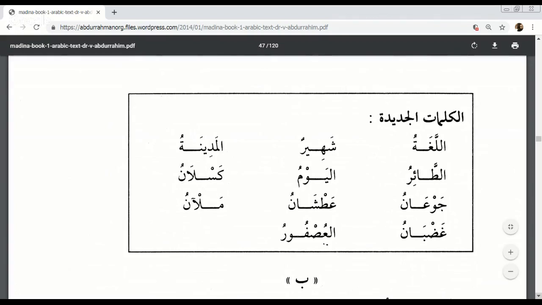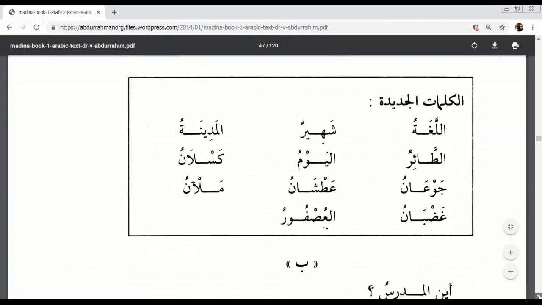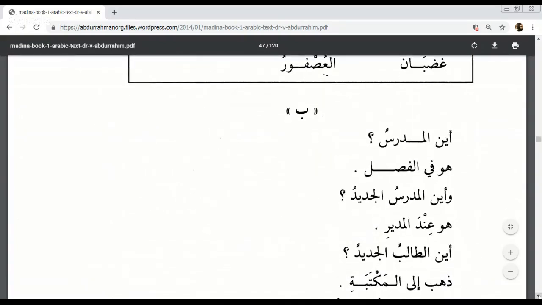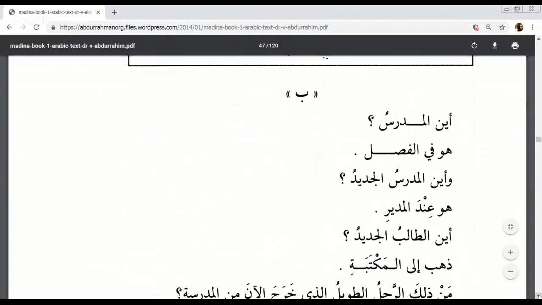Okay, which then brings us to part B of this lesson. So we have more of a conversation now. Any questions before we continue, sisters? Okay, so go ahead, Zara. Start us off. We're going to go line by line, and we're going to be alternating and translating. So go ahead, Zara. أين المدرس؟ Meaning? Where is the teacher?